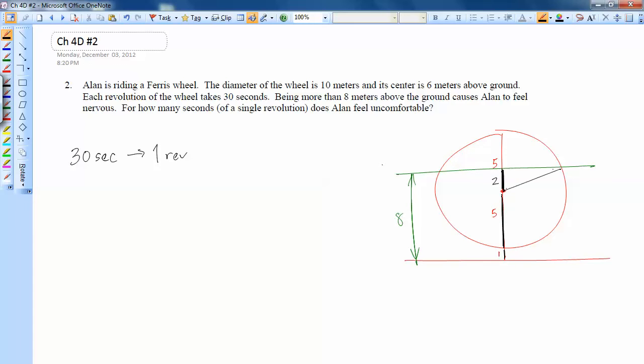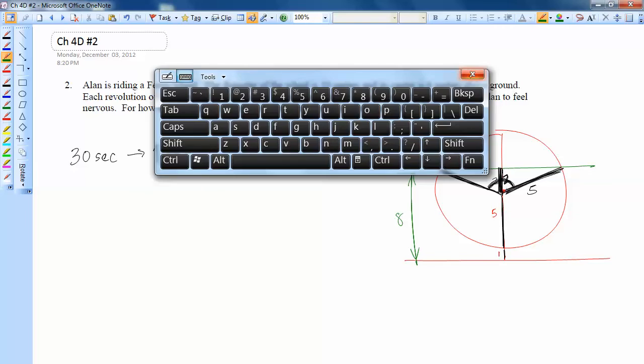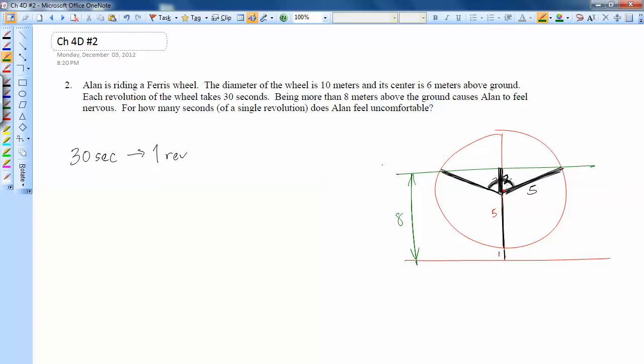Okay, so really what I can do here is, if I can figure out for how many degrees he's nervous, then I can use that to figure out how many seconds he's nervous. So right now what I've got is that this part right here is 2 and the radius is 5. So if I call this angle right here theta, then this is identical to it on the other side.